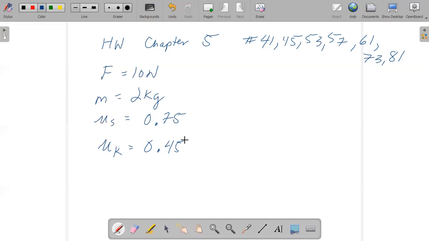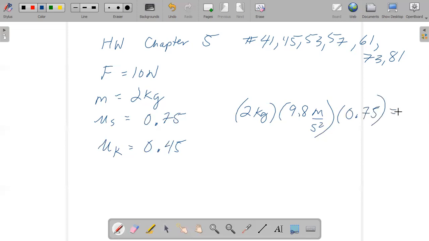So first of all, we have to see if it's even going to move with a force of 10 newtons. So let's go ahead and do that. 2 kgs times 9.8 meters per second squared times 0.75 equals 14.7 newtons. That force of 10 newtons will not overcome the force of static friction operating on the box, so it will not accelerate. Acceleration will be 0. We have no acceleration.